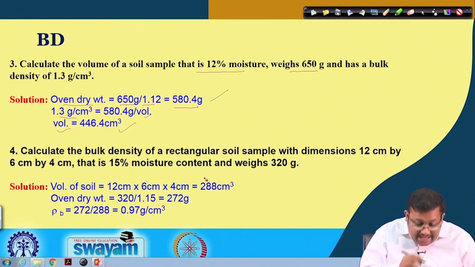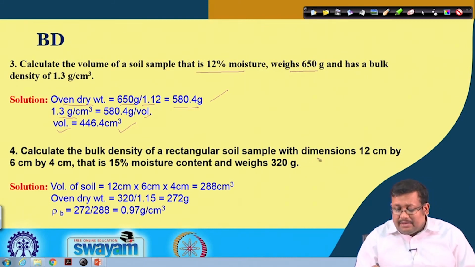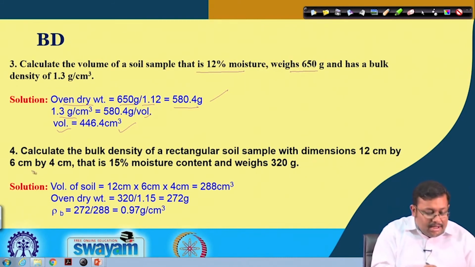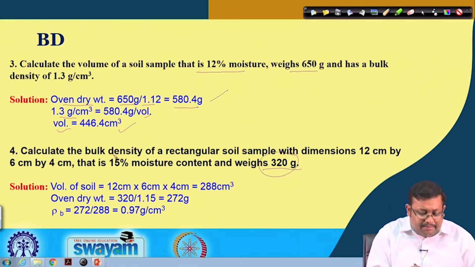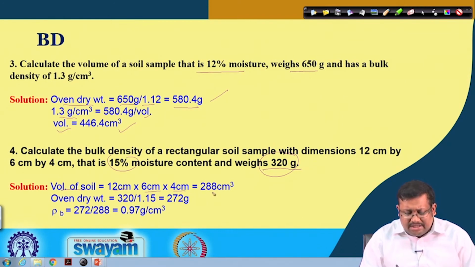The fourth question is: calculate the bulk density of a rectangular soil sample with dimensions of 12 centimeter by 6 centimeter by 4 centimeter, that has 15% moisture content and weighs 320 gram. So, the moist weight is given, 320 gram, and 15% moisture content is given. Let us first calculate the volume of the soil. It is a rectangular soil sample, so the volume will be 12 centimeter into 6 centimeter into 4 centimeter. So, it will be 288 cubic centimeter.